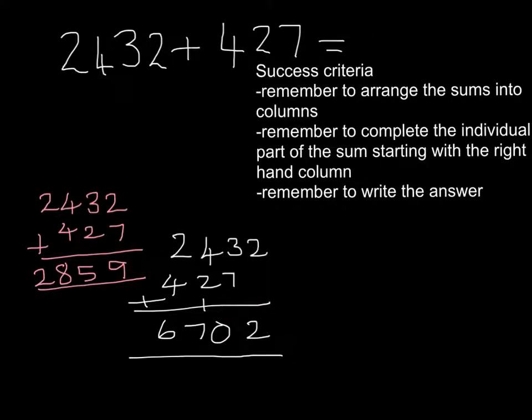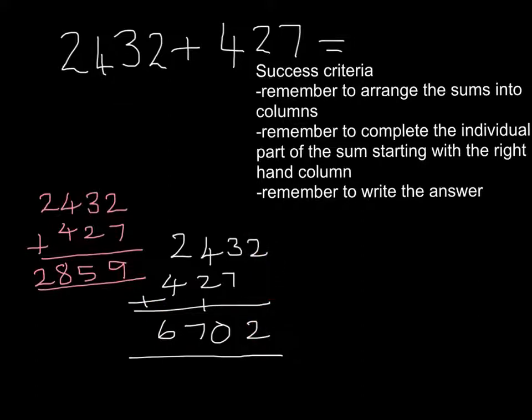Let's look at this new example. I have written one in pink and one in white. One is correct and one is incorrect. Have a think about which one's correct and which one's incorrect and why. So, we remember to rearrange the sum. That's right, the one in pink's correct. Let's look at the one in white, checking against the success criteria. Do you think these are arranged into the right columns?